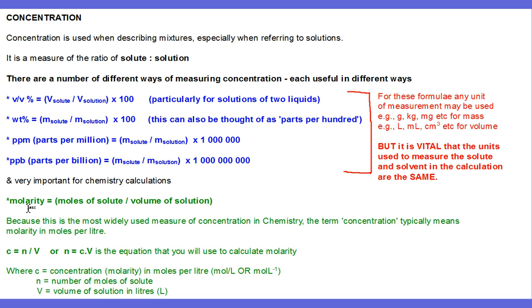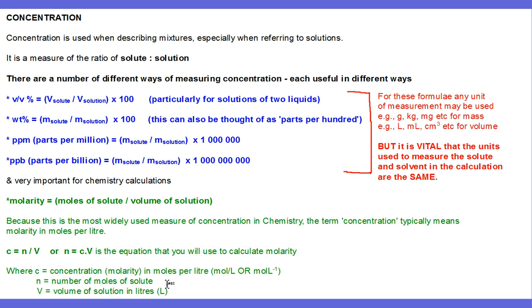When people just say concentration, they mean molarity. The way to calculate molarity is C for concentration equals number of moles divided by the volume, or you can rearrange that to number of moles equals concentration times volume, and that's one of the equations we're going to use a lot in this chemistry course, where C is the concentration or molarity in moles per litre, and that can be written as mol/L, or mol L to the minus 1.